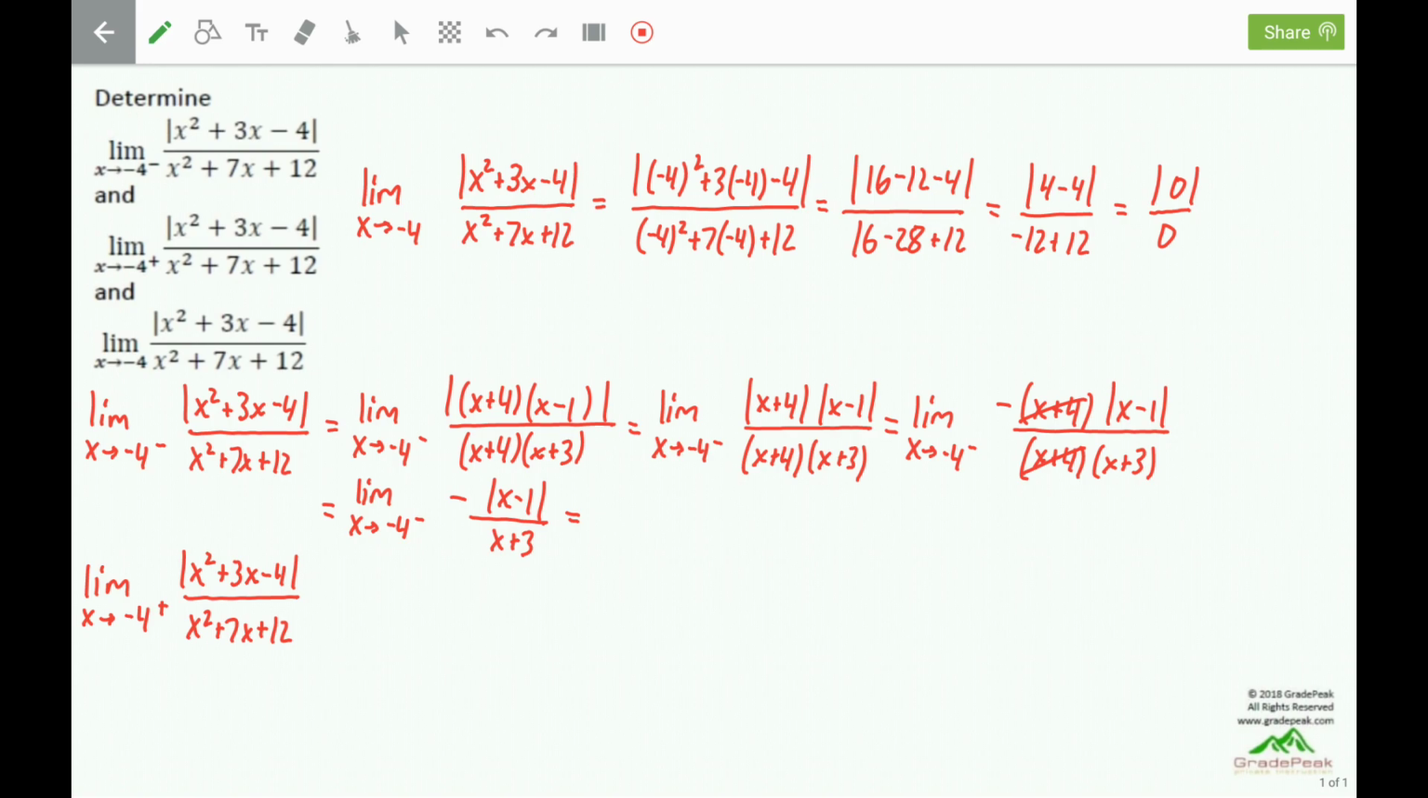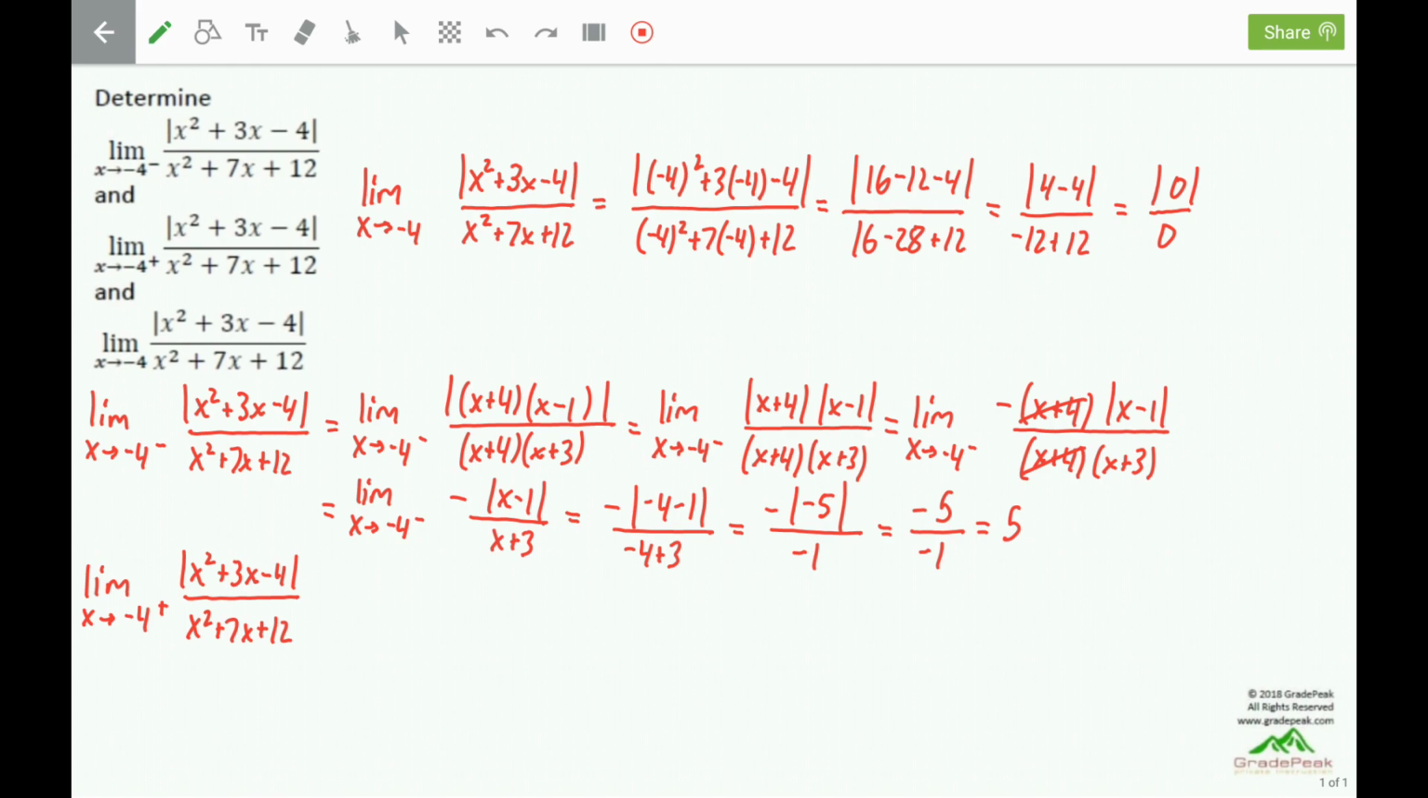Now that we no longer have the 0 over 0 indeterminate form, we can try plugging a negative 4 into the remaining x's. So we'll have negative absolute value of negative 4 minus 1 all over a negative 4 plus 3. We have the negative of the absolute value of negative 4 minus 1 is a negative 5, all over a negative 4 plus 3 is a negative 1. The absolute value of negative 5 is a positive 5. There's a negative in front of that, all over negative 1. The negatives can cancel, and 5 divided by 1 is a 5.